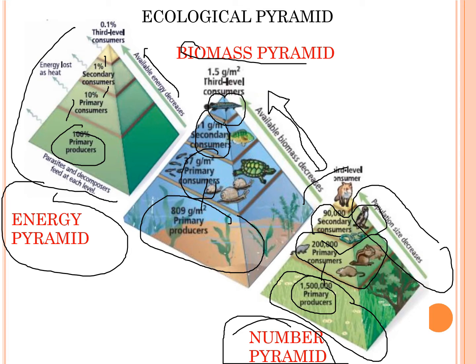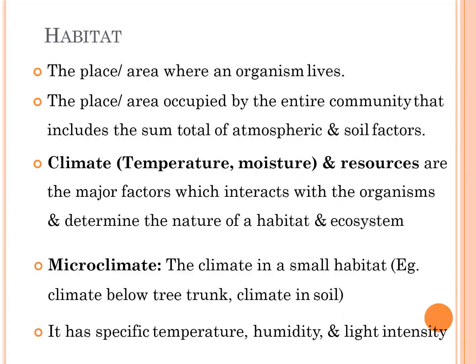So these were three types of pyramids: energy, biomass, and number pyramid. Now let's talk about habitat. The habitat is a place or area where an organism lives or survives.